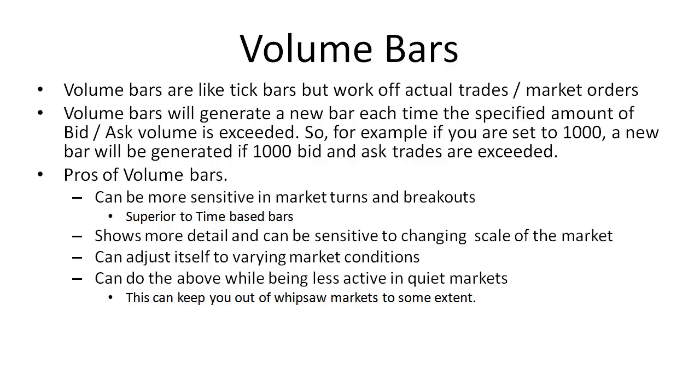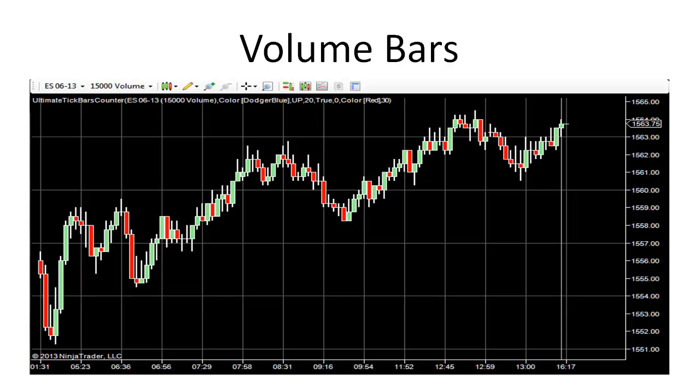They can be more sensitive in market turns and breakouts. They're superior to time-based bars. They show more detail and can be sensitive to changing scale of the market. They can adjust themselves to varying market conditions and can do the above while being less active in quiet markets. In other words, they don't generate a lot of bars in quiet markets. Let's look at a volume chart. Similarly, you get these tails on each end of the bars pretty consistently, regardless of the direction of the market. So any one of these bars, just on glance, cannot tell you what direction the trend is going in.